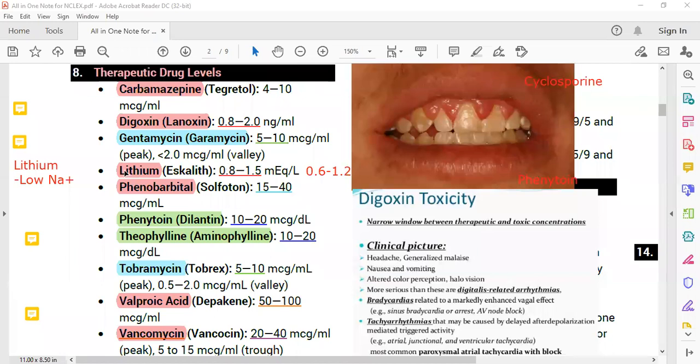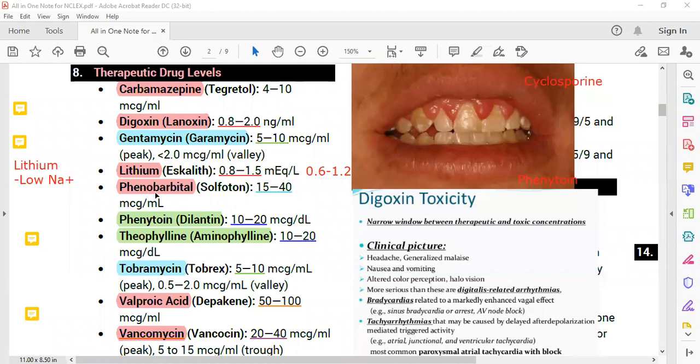So keep in mind, lithium toxicity increases when the sodium level goes down. So we have to monitor the sodium level, because hyponatremia increases the risk of lithium toxicity. Keep in mind, lithium is always given with food.